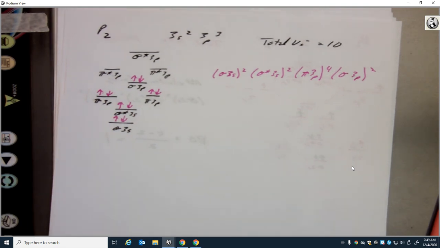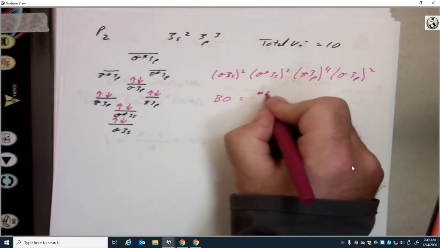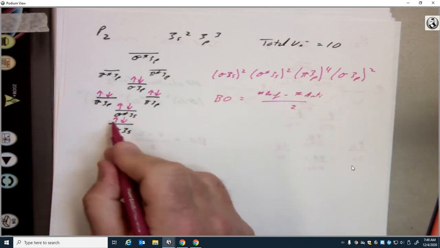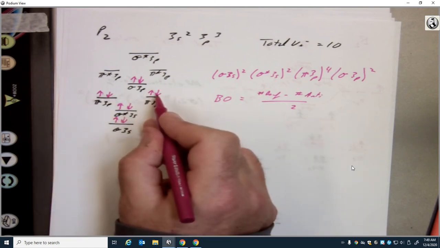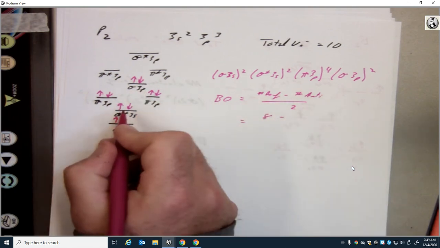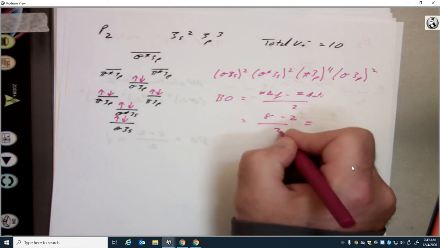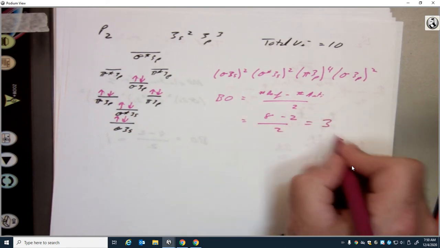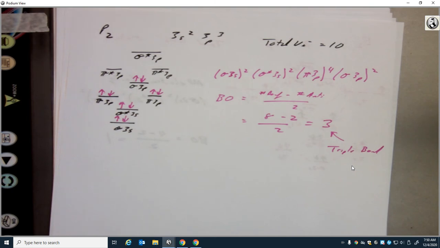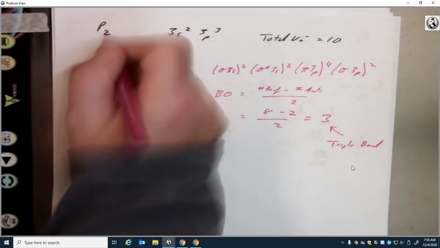All right. Let's do bond order. It's the number of bonding minus number of anti-bonding, divided by 2. So we got 1, 2, 3, 4, 5, 6, 7, 8 bonding, 2 anti-bonding, divided by 2. 8 minus 2 is 6, divided by 2 is 3. What's that telling me? It's a triple bond. Now, this is for P2.